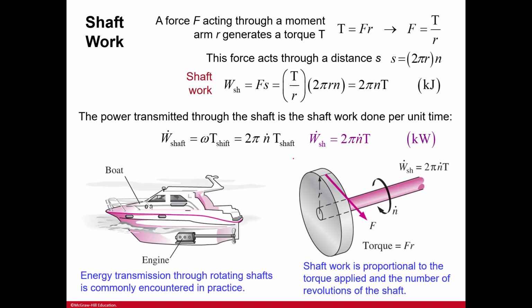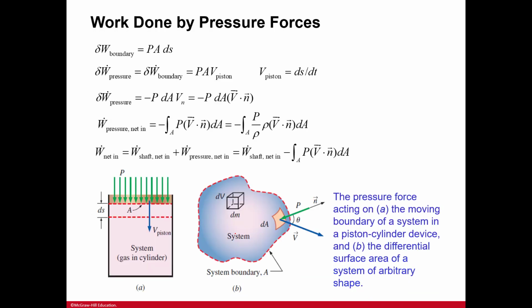So here's shaft work. It's the force, F, acting through a moment arm that generates a torque. And so you see you have this shaft work. And you see this radius here, and that is generating a force. The force acts as a distance. Here's the formula for here, and it's in kilojoules. And here you can see the engine and how that's generating work to this fan. Work done by pressure forces. So here are those forces here, and then just denote the rates on top, those dots.